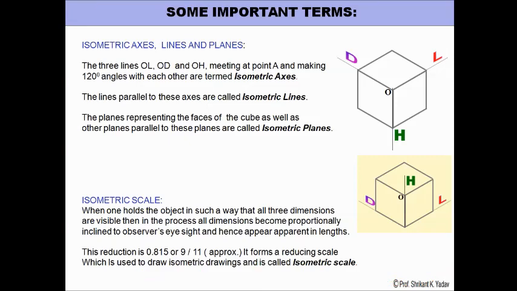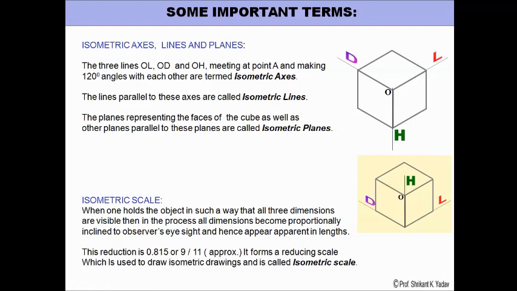Now some important terms: isometric axis, lines and planes. If you observe the isometric drawing, here O is the origin point and through that origin point 3 different axes are drawn. Those 3 different axes are the OL axis, OD axis and OH axis. These 3 axes are making the same angle with each other, that is 120 degree. These axes are called isometric axes. The lines parallel to these axes are called isometric lines.